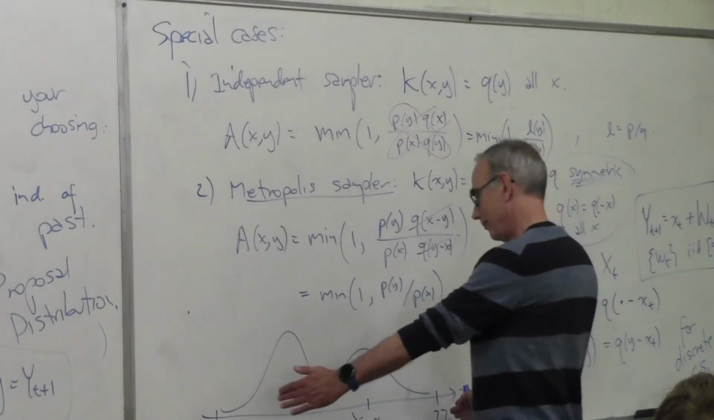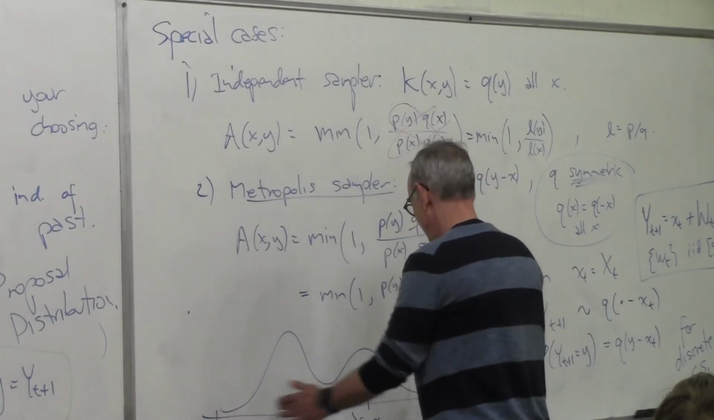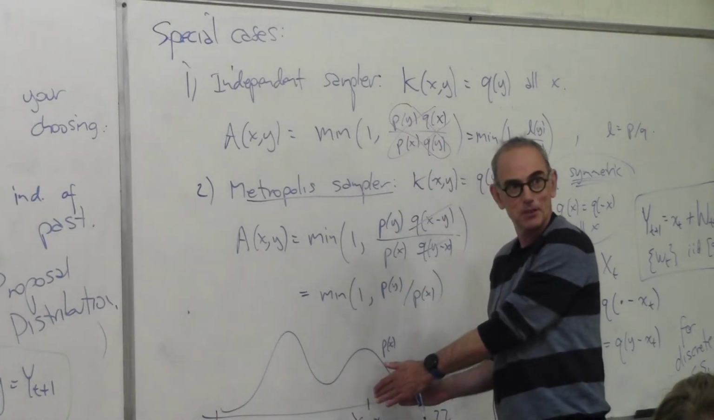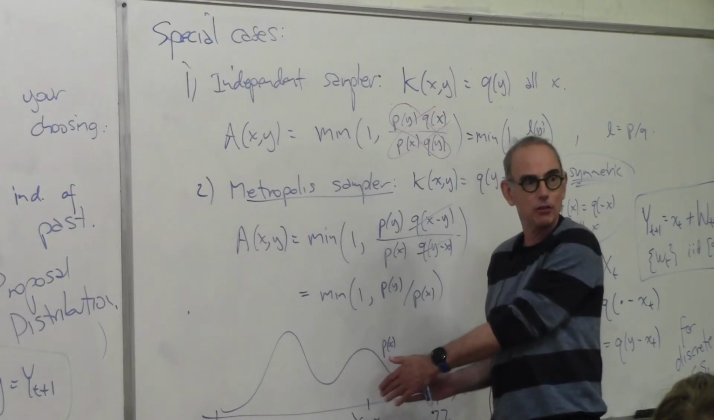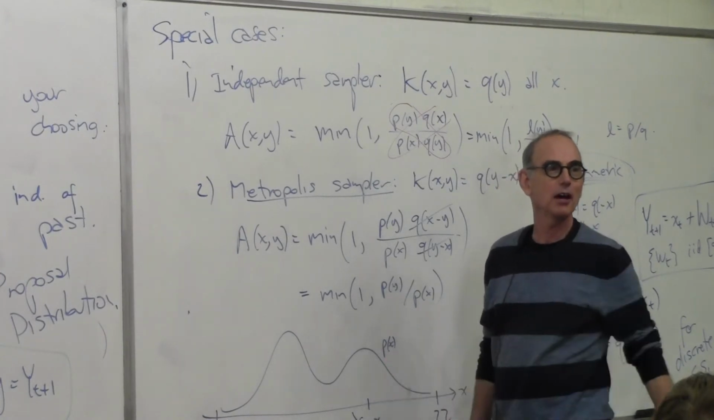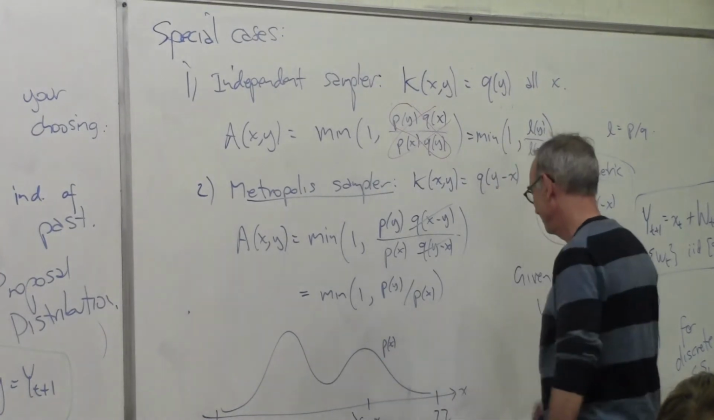So if this is 34, this is maybe 3, you know? So that's a standard deviation. So maybe N(0, 9), you know?